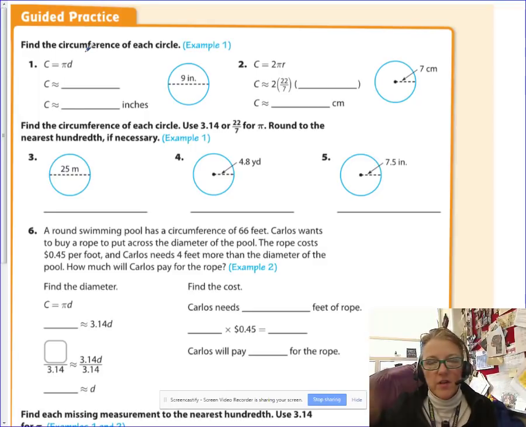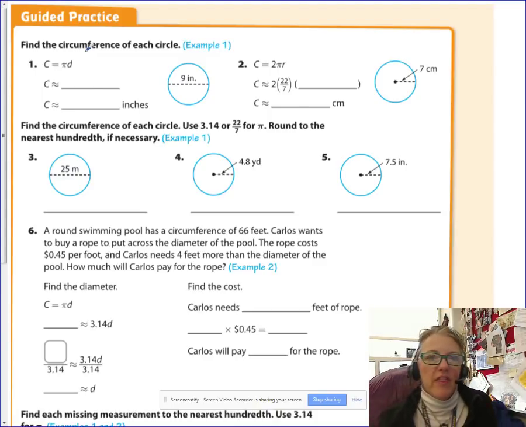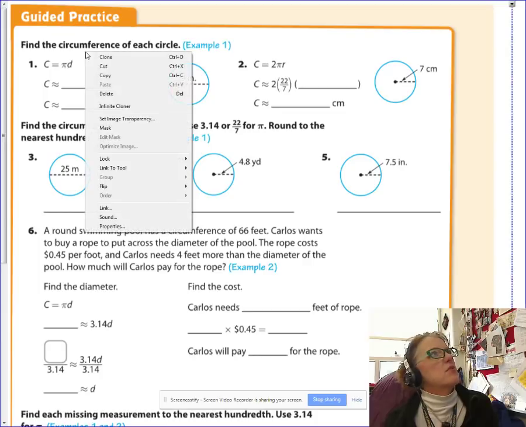All right, we're in all things circular right now. And yesterday we started with circumference and started talking about that relationship, that value. What does that mean? It means the perimeter of something circular.